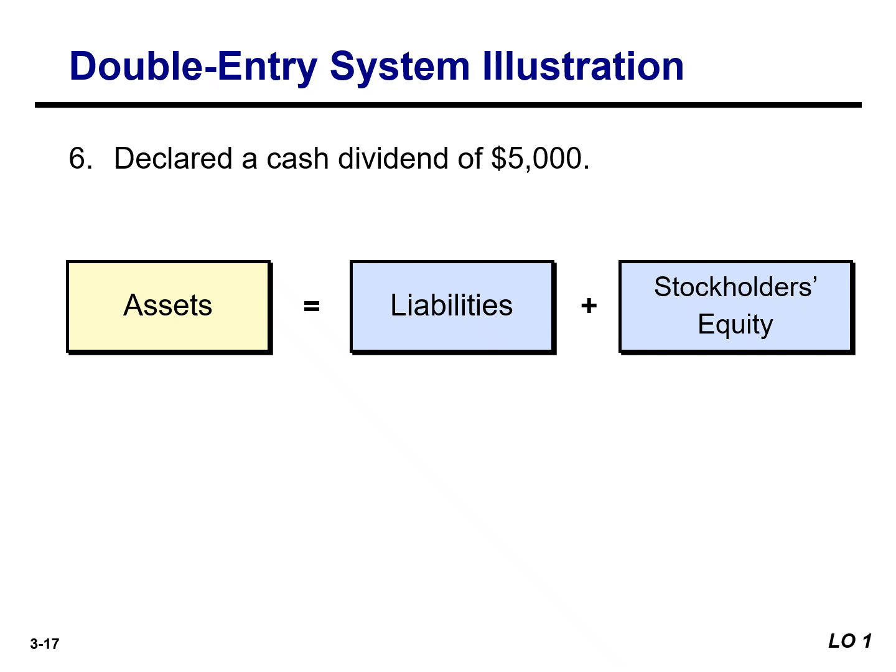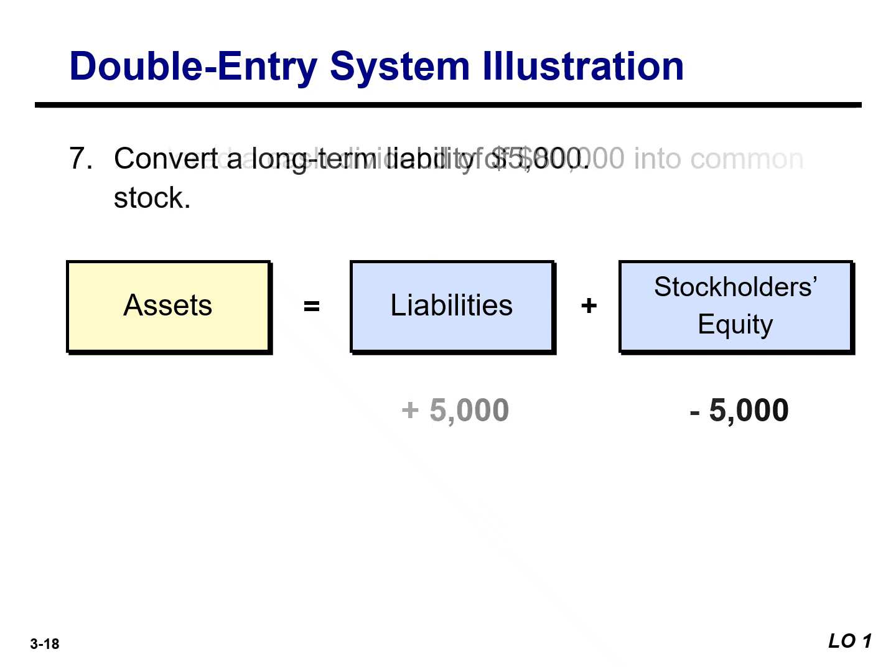Declared a cash dividend of $5,000. Our liabilities go up by $5,000, and our stockholders' equity goes down. When we declare it, we're not paying it. When we pay it, we use cash. Convert a long-term liability of $80,000 into common stock. Well, now we're going to take our liabilities and reduce them. We're going to increase our stockholders' equity.